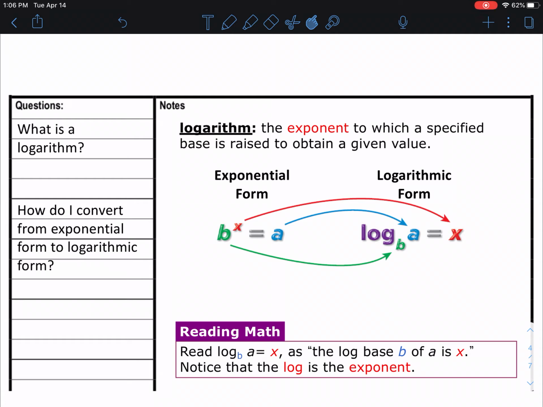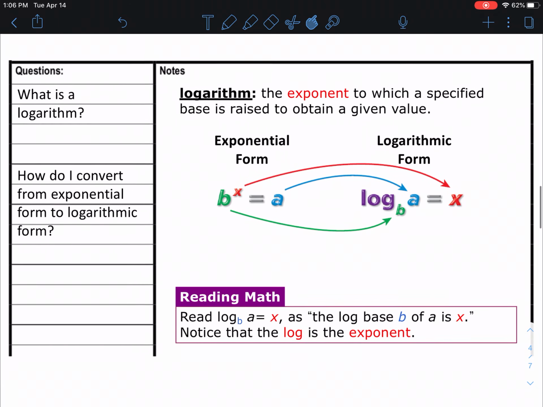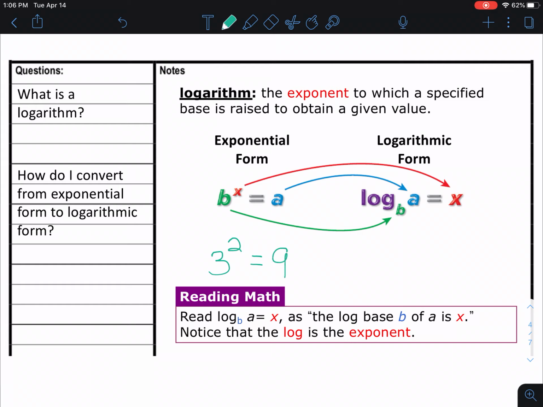Okay, so you are already familiar with exponential form. So we're going to start with something like, how about keeping it simple here? 3 squared equals 9. Okay, so this number right here, 3, that is called a base. Okay, this squared here is your exponent.